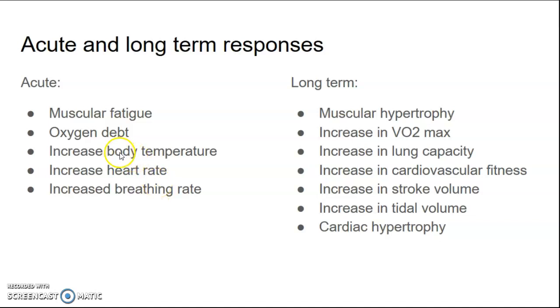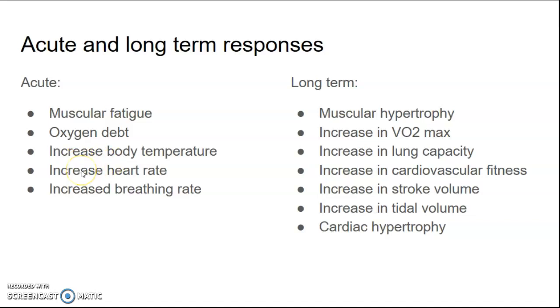Then an increase in body temperature, which is as the blood starts moving around the body carrying the oxygen. It increases the body temperature as the blood is warm and it rises to the surface of the skin as it has to move to the necessary muscles being worked.